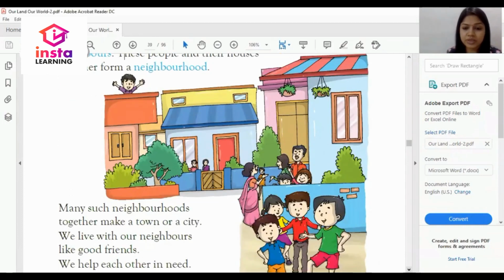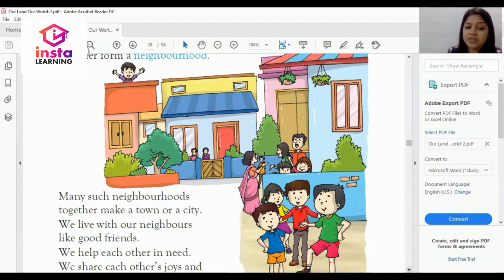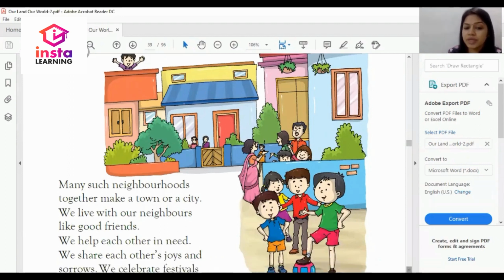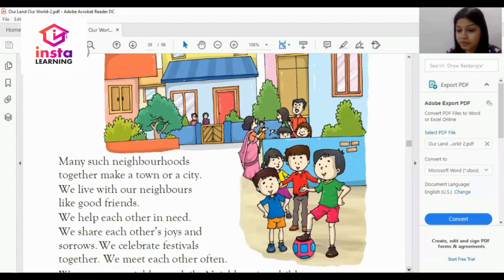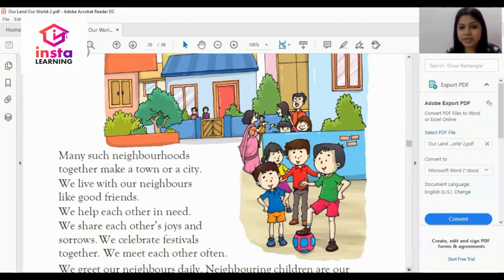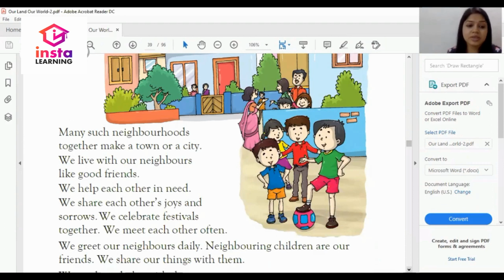Dear student, this is the pictorial part of neighbors. Many such neighborhoods together make a town or a city. So, how do we live with our neighbors? Let's discuss it. We live with our neighbors like good friends.